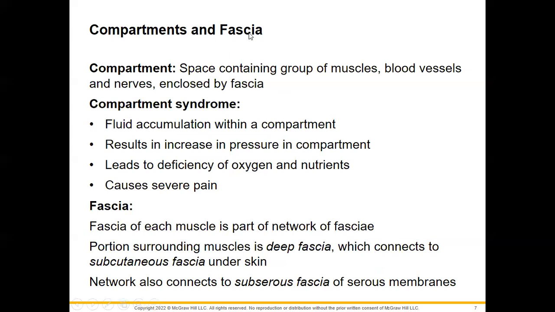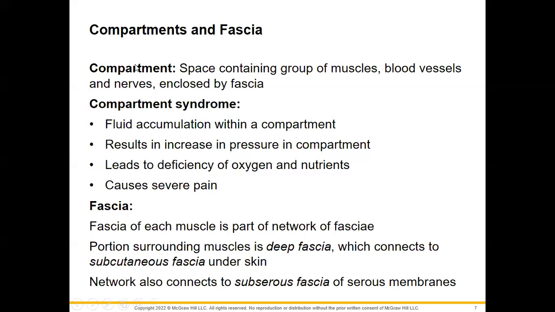So compartments and fascia. A compartment is a space that contains a group of muscles. It also contains blood vessels and nerves, and each compartment is enclosed by fascia.